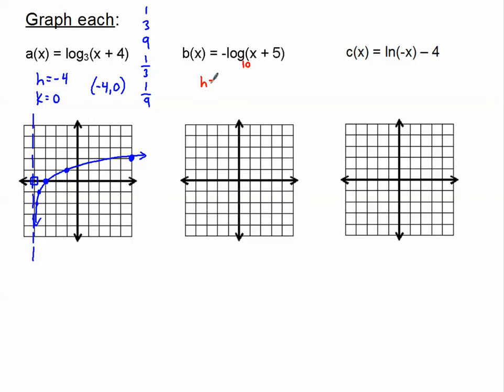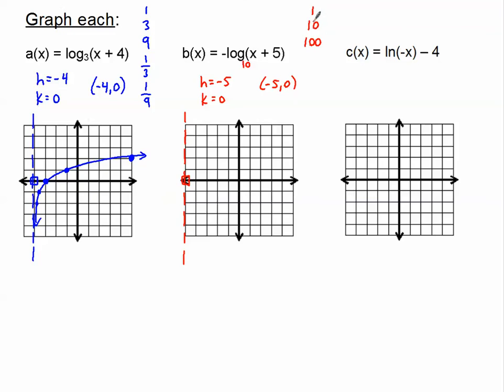Let's find h and k first. Negative 5 for h, and k is actually a 0 again. So negative 5, 0. So this time I go 5 units to the left and stop, and there's my box. And so therefore there's my vertical asymptote right through there. Now I need to know that we're talking about base 10. So the powers of 10 are 1, 10, and, well, geez, 100 already.